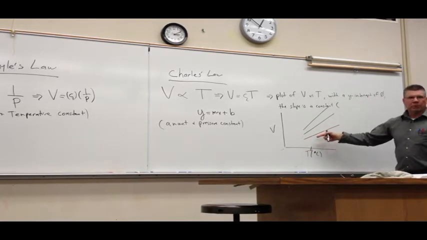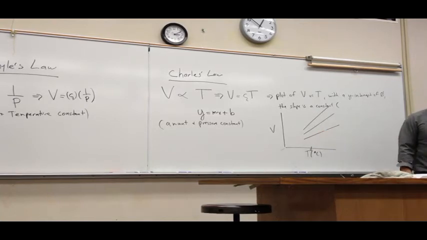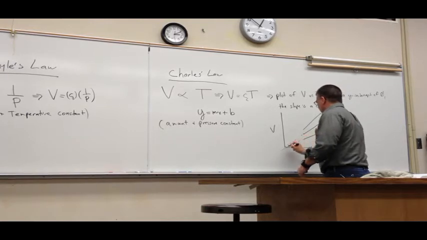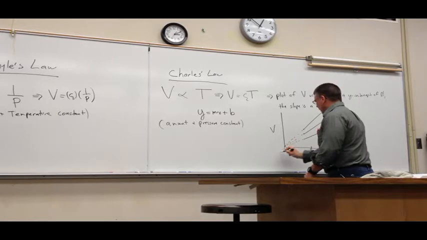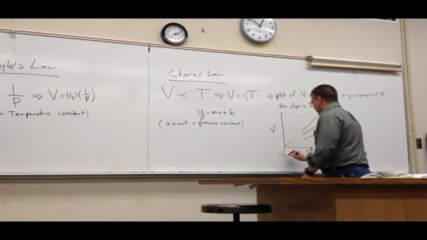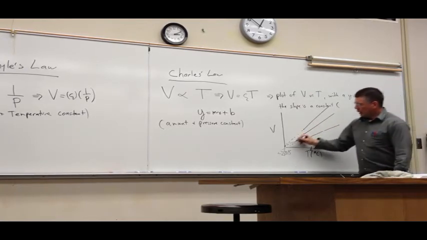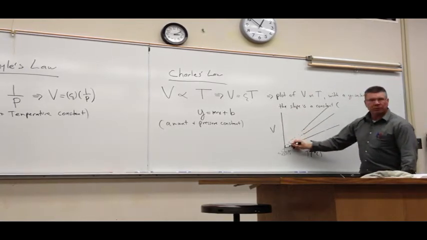They had a bunch of points up here. So they did what you guys do in lab when you have a straight line. They drew the best fit straight line. Then they extrapolated those straight lines. They saw that they all crossed the axis at the same spot. And that ended up being minus 273.15. And that's where the volume is 0.